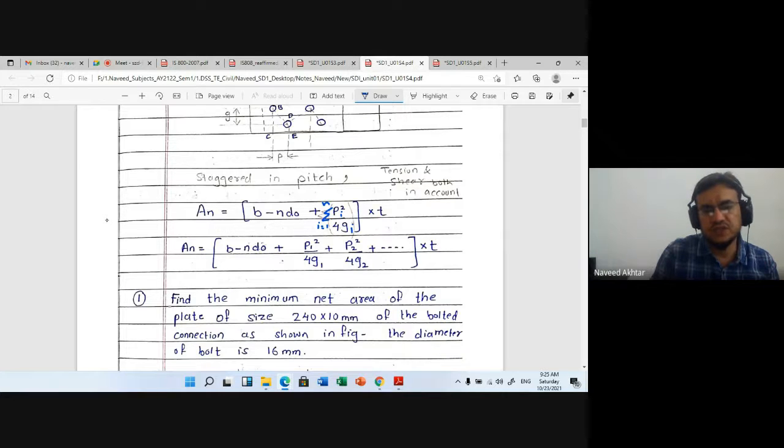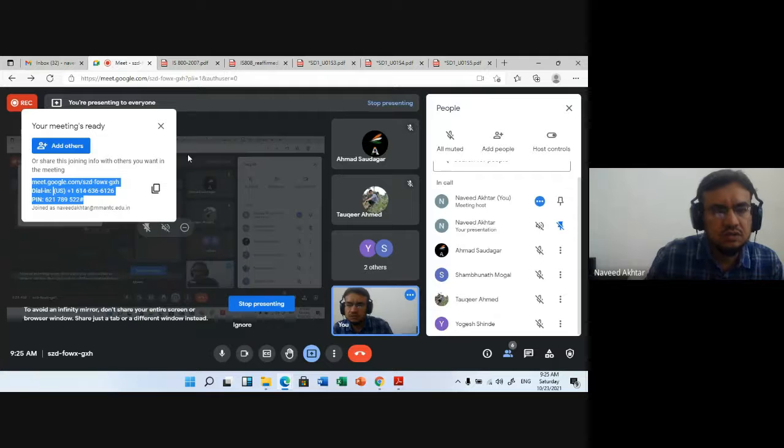P1 is pitch 1, g1 is gauge distance 1, and p2 is pitch 2, with gauge 2, p2 square by 4 g2, plus so on, depending on how many staggered pitches there are. We'll go for that, and we'll get the net area in case of staggered pitch. So this is the net area in case of staggered pitch that you can find out.